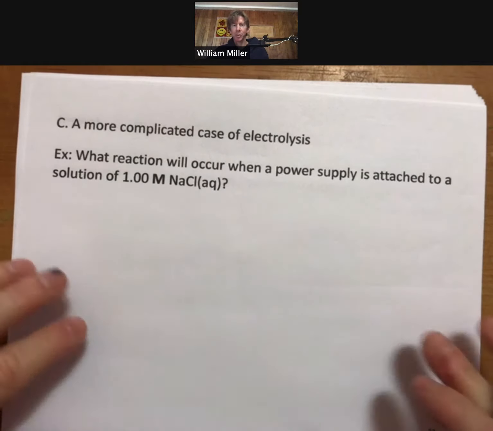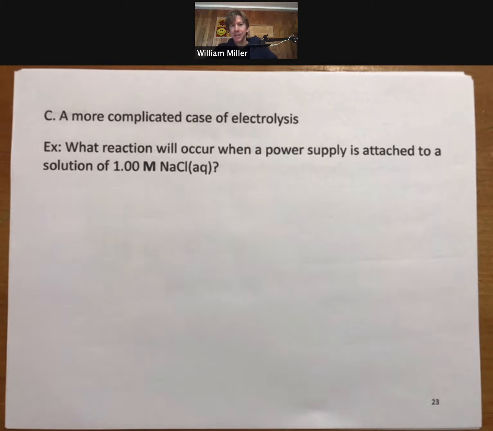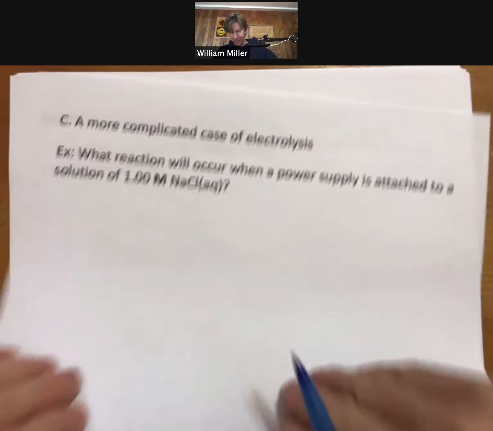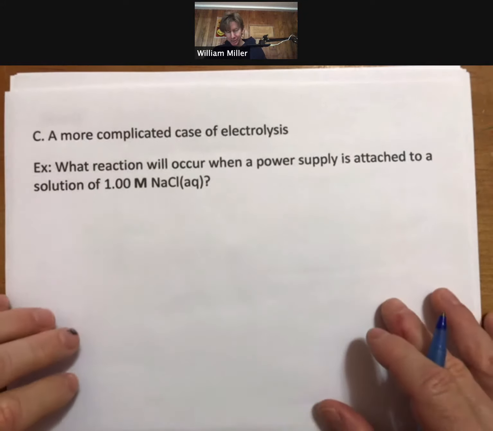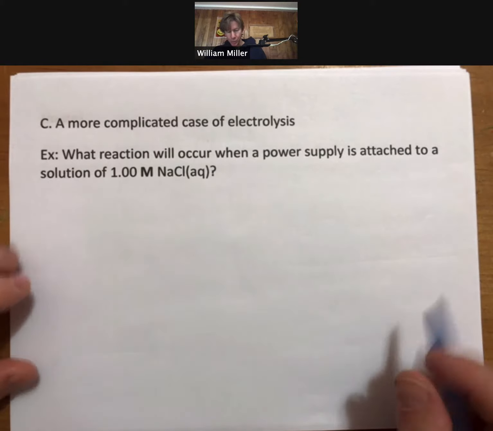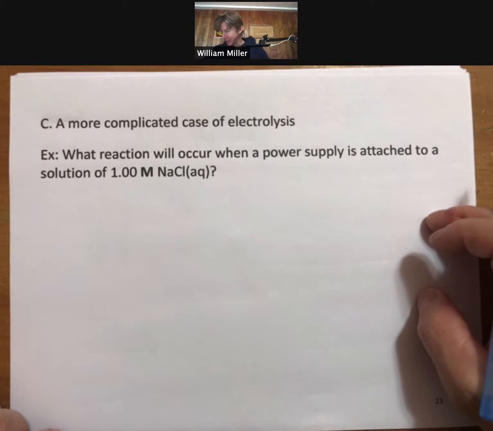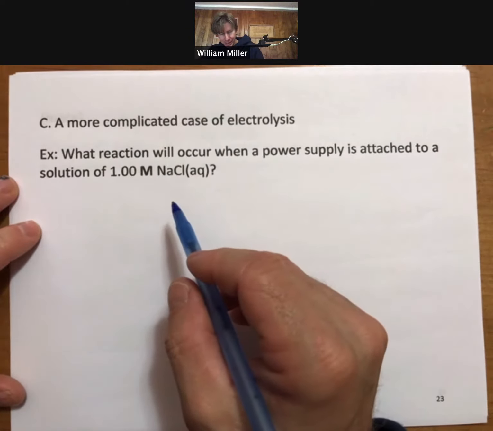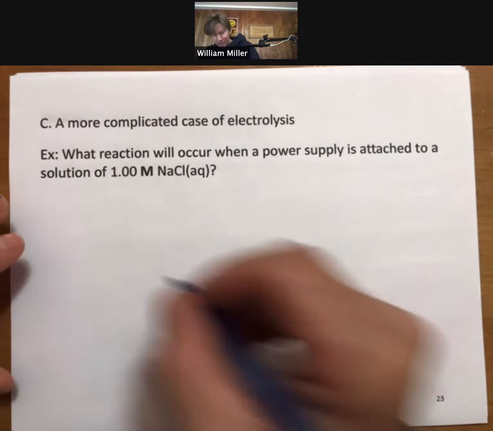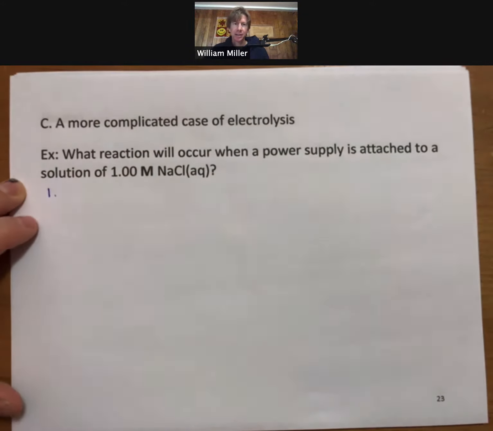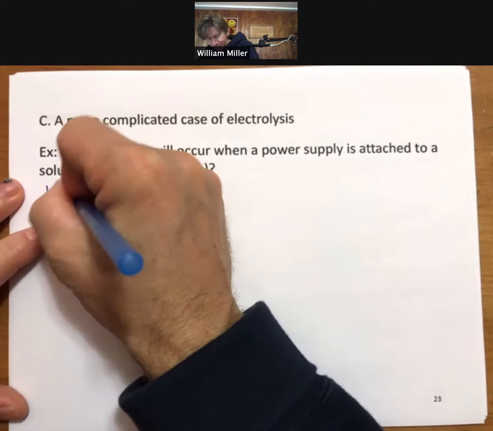Now let's talk about a more complicated case of electrolysis. This example says, what reaction will occur when a power supply is attached to a solution of 1.00 molar sodium chloride? I do have 2 pages, so I'll try and figure out what's going on, and then I'll draw a picture of it on the next page. So we now need to decide which reactions are possible. So 1, decide which reactions are possible.